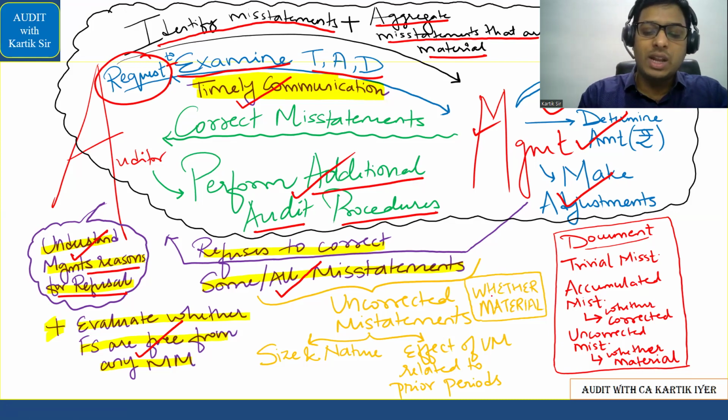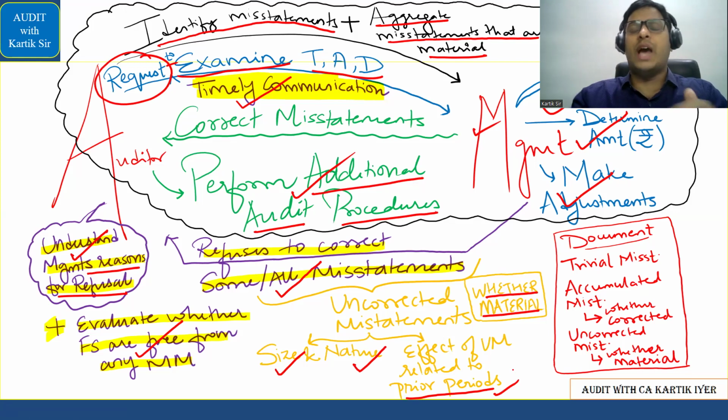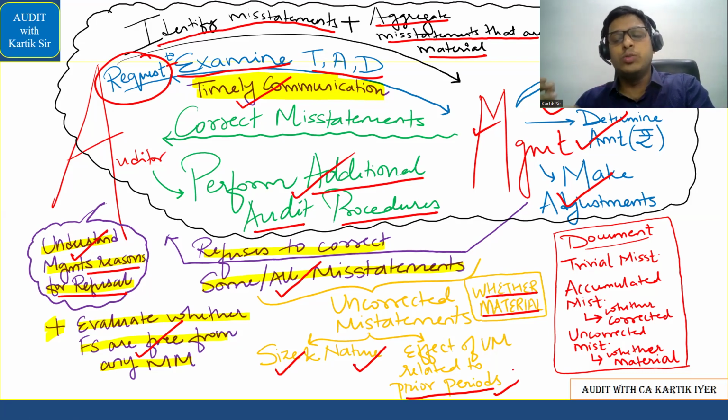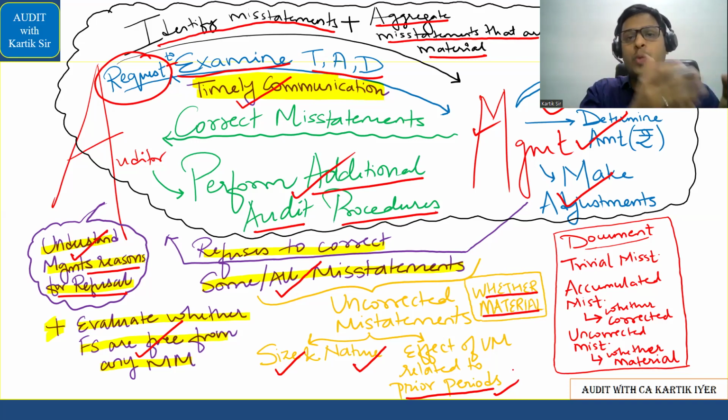Uncorrected misstatements, whether they are material, can be dependent on a few factors. First is you have to look at the size of the misstatement, the nature of the misstatement, and whether the uncorrected misstatement is in relation to any prior period item. Because of a prior period mistake, it is continuing in the current year also. There's a last year के closing balance में अगर कोई mistake है, then that will trickle down to this year's opening balance also. That is what the auditor will keep in mind.